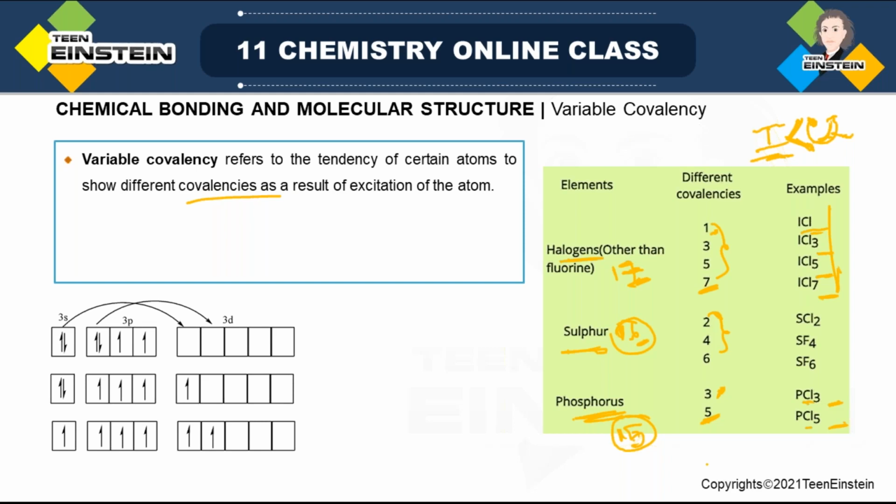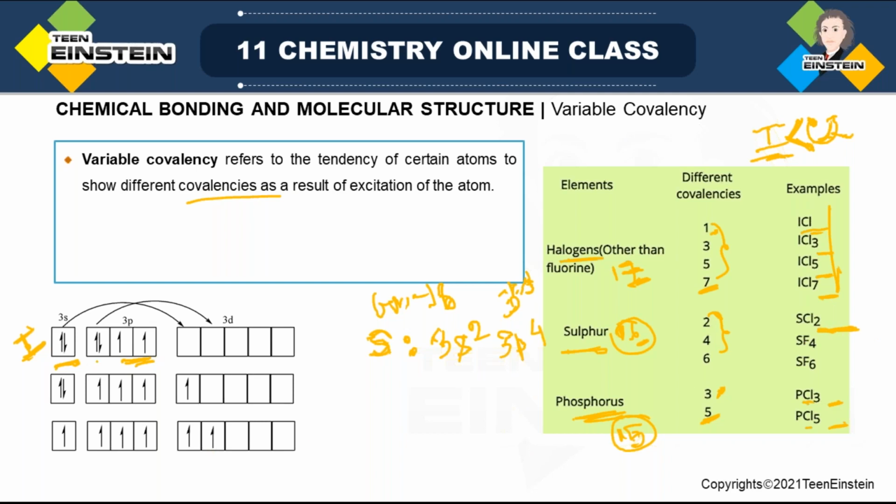So how is it happening? Here we have taken sulfur. Sulfur is from group 16 and period 3. So its usual outer electronic configuration is 3s2 3p4. So that you can see here, 3s2 3p4. Now how many unpaired electrons are present? Suppose this is number 1. In the number 1 picture, how many unpaired electrons are present? Only 2. So when these 2 electrons are involved, it will form a compound like SCl2.